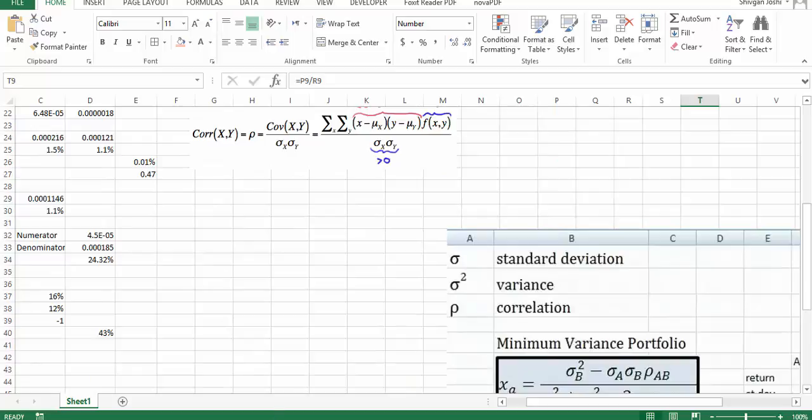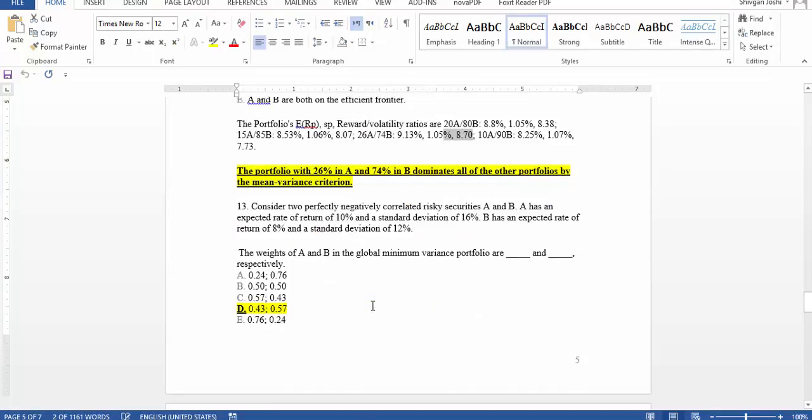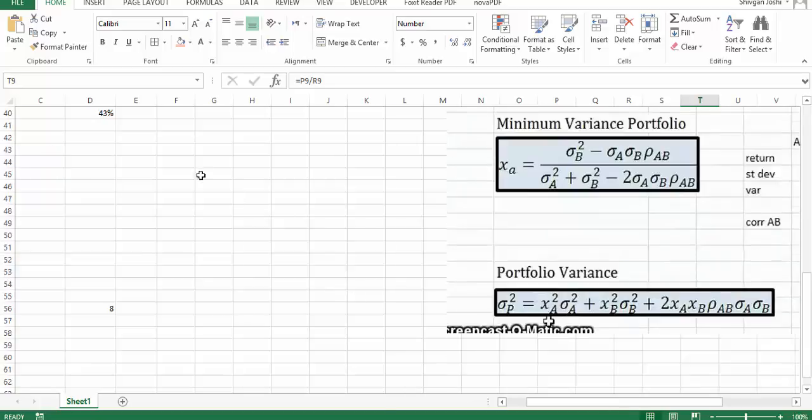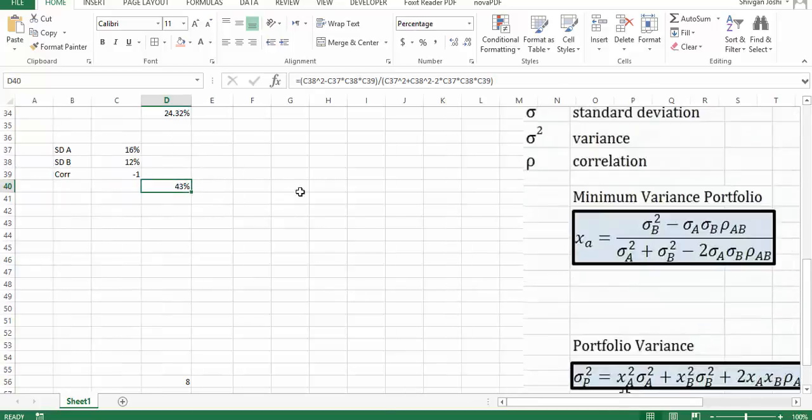The other question was, which is the last question, which says that if two portfolios are perfectly negatively correlated, which means that the correlation coefficient is -1, A has an expected return of 10 and standard deviation 16, and B has 8 and 12, we would use this formula for minimum variance portfolio, which is standard deviation of B square minus sigma AB. Here he has already given us sigma A and B, and correlation is -1 because it is perfectly negatively correlated. When I put this, I get the weight of A.